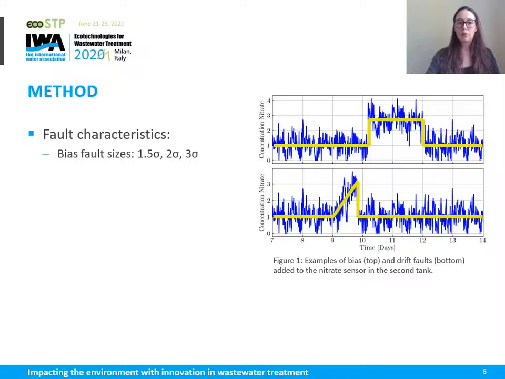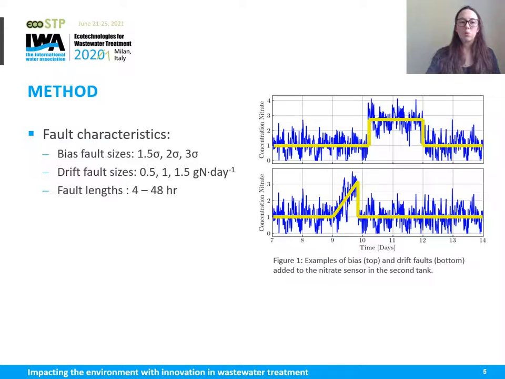Both bias and drift fault shapes were used, with several fault sizes, and the figure shows example profiles for these two types of faults. The fault lengths were also varied throughout the simulations.